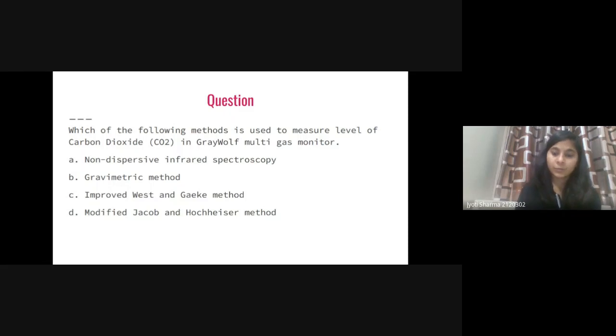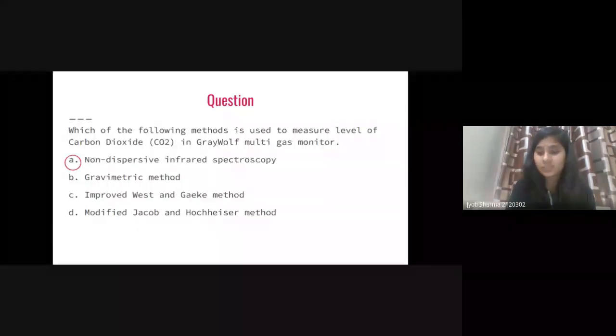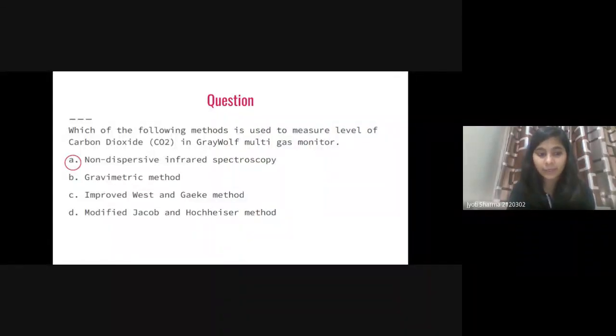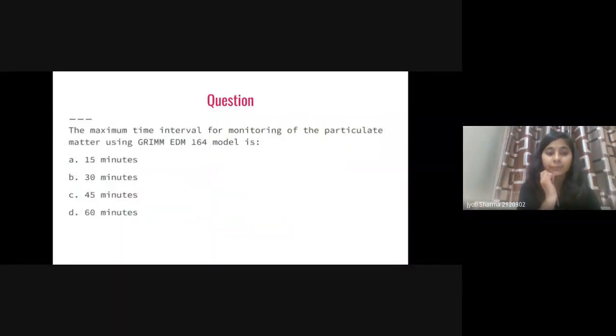Okay, so yes, A should be the right answer. That is non-dispersive infrared spectroscopy. The gravimetric method is used to measure the particulate matter, right? The improved West and Gaeke method is for sulfur dioxide, and the modified Jacobs and Hochheiser method is for nitrogen dioxide. So this non-dispersive infrared spectroscopy is for the measurement of carbon dioxide. So A should be the right answer.